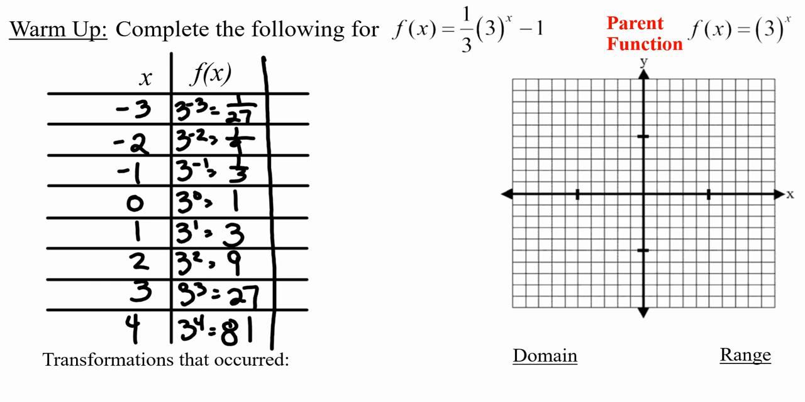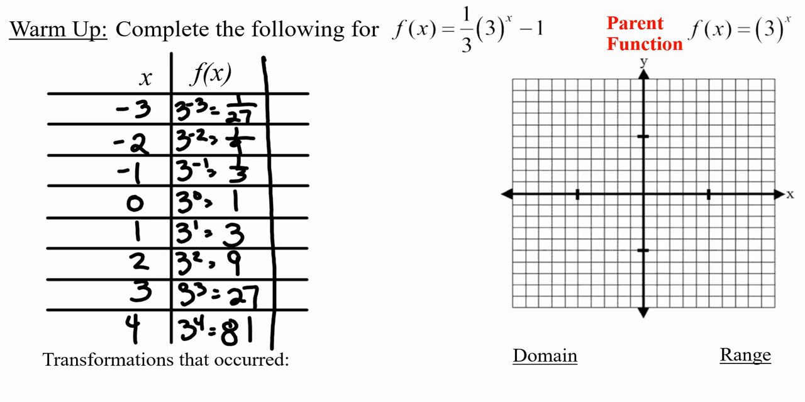That's how we're getting the 1/27th for 3 to the -3rd, 1/9 for 3 to the -2nd, 1/3 for 3 to the -1st, and so on. Now what we want to do is ask ourselves, what transformations occurred to this parent function? And as you can see, we have a 1/3 in front of our base, and we have a -1 behind the base. So we have two transformations going on.